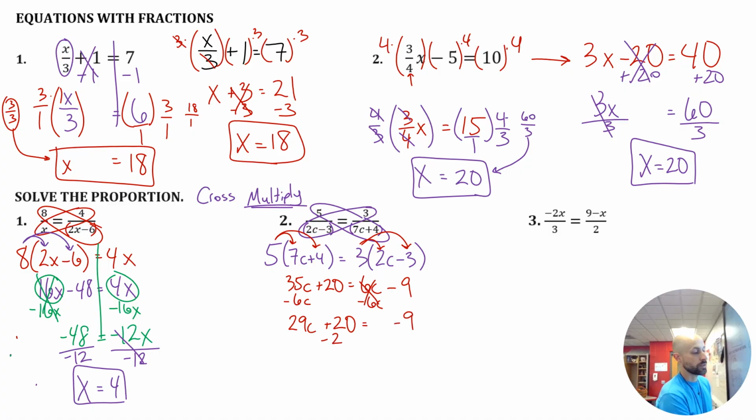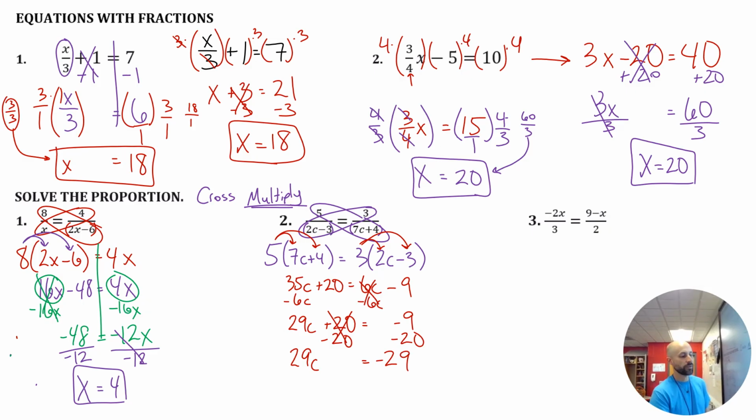Going to subtract 20 on both sides. That gives me negative 29. So 29c equals negative 29. Divide by 29 on both sides, by positive 29. And c equals negative 1.